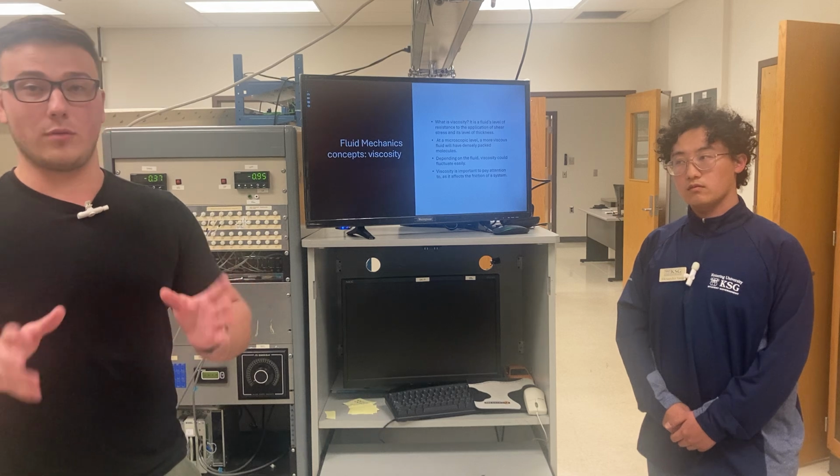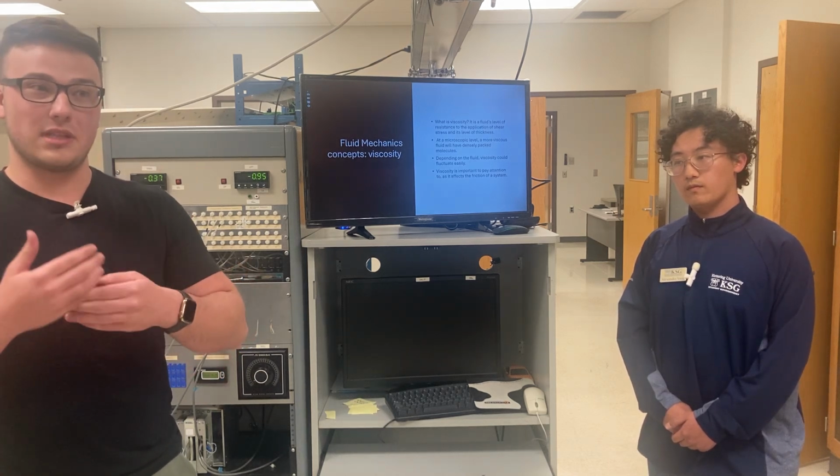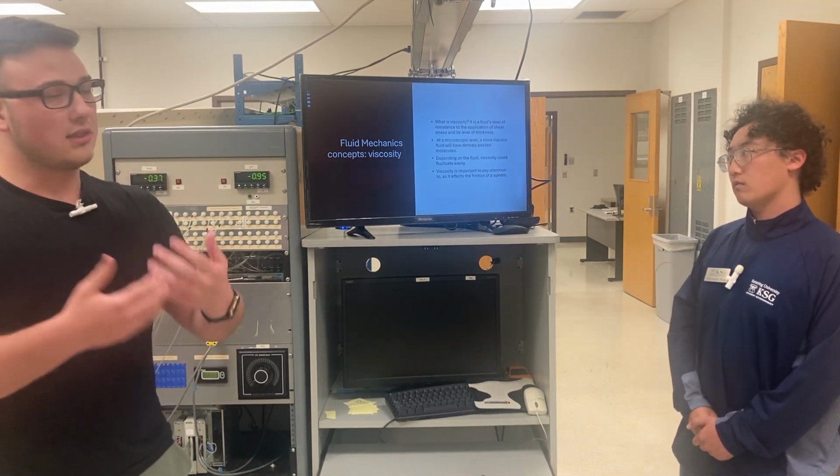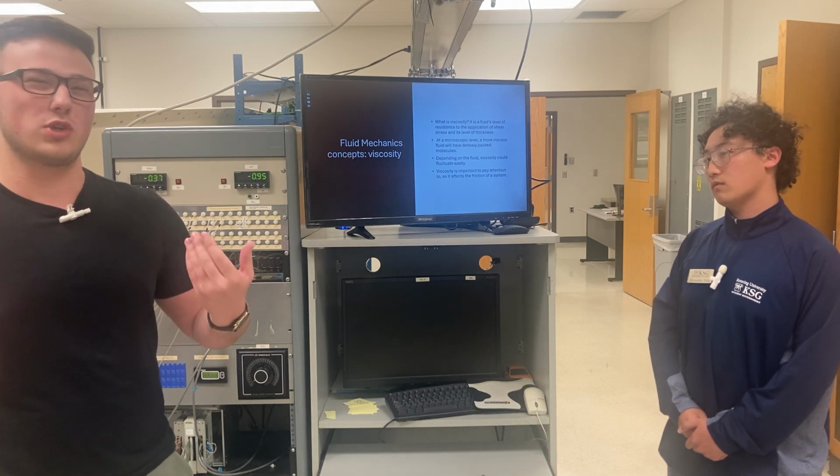Not densely packed enough to form a solid, but more like something that gets closer to a gel. And obviously, in less viscous fluids, molecules are more spread apart.